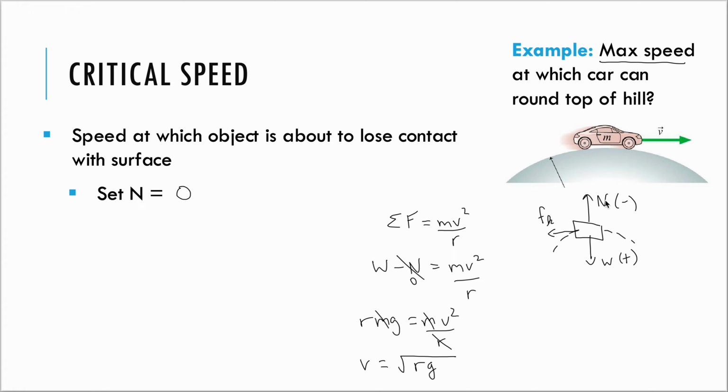The important thing is drawing the free body diagram, setting up the equation, and only setting the normal force equal to 0 when you know for sure that you are solving for a critical speed.